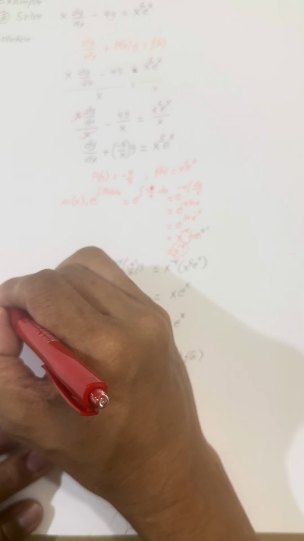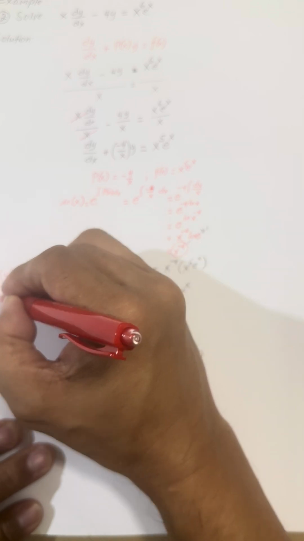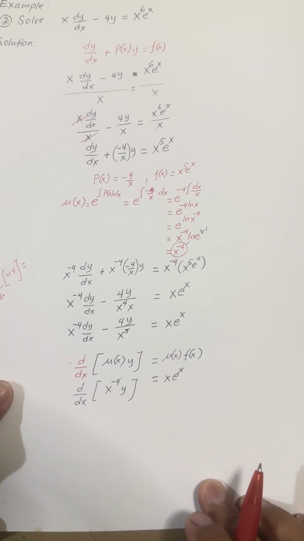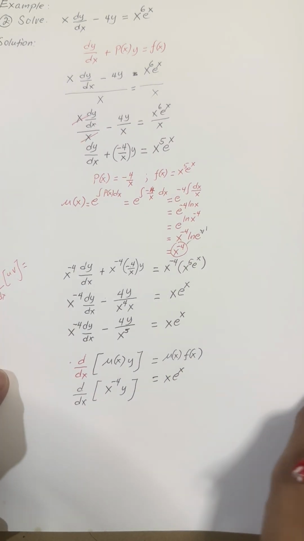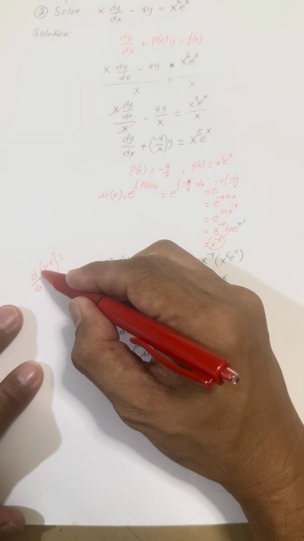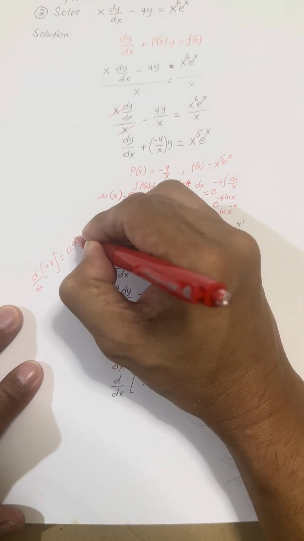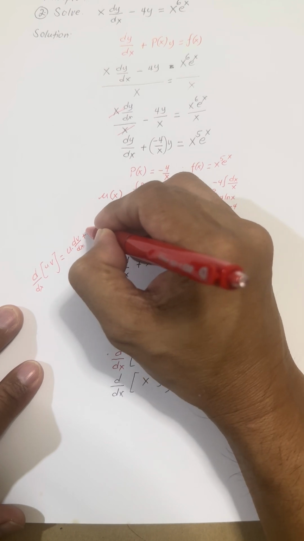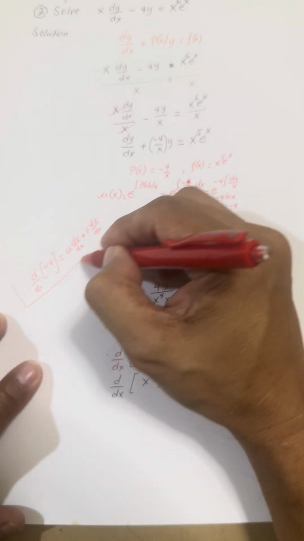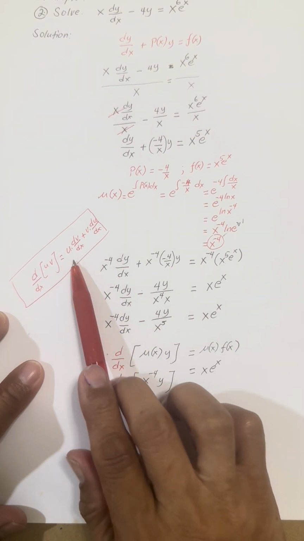If you take the derivative of u times v with respect to x, this is equal to u times the derivative of v with respect to x plus v times the derivative of u with respect to x. So let us see if the left side of our differential equation is really exactly like this.